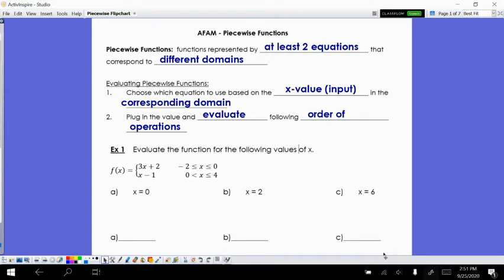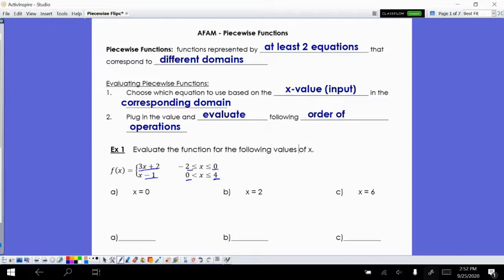We're going to choose which equation we use based on the x value or the input that we're asked to work with. And we're going to plug it into the equation based on the corresponding domain. Once we plug it in, we're just going to evaluate using the order of operations. So in example number one, you'll see here we have a piecewise function. There are two pieces. There are two lines. The top line, 3x plus 2, only exists for the domain -2 to 0. And the bottom line, x minus 1, only exists for the domain 0 to 4.